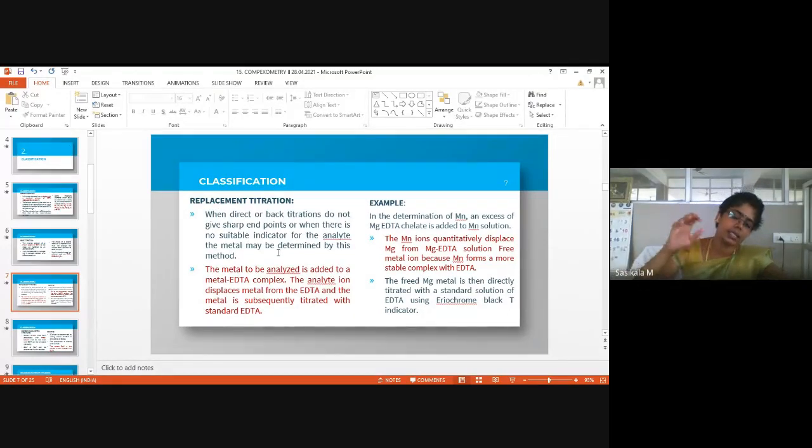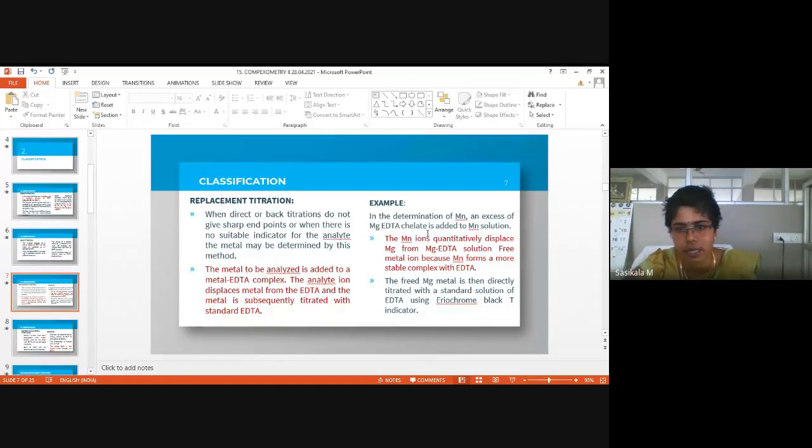So in the conical flask, you can think that any one metal that has formed a complex with EDTA is taken. Then to that solution, your analyte metal to be analyzed will be added, and it replaces the metal already complexed with the EDTA. This replaced metal is directly titrated against standard EDTA taken in the burette. Then, using an indicator, we can observe the color change and endpoint of the titration.